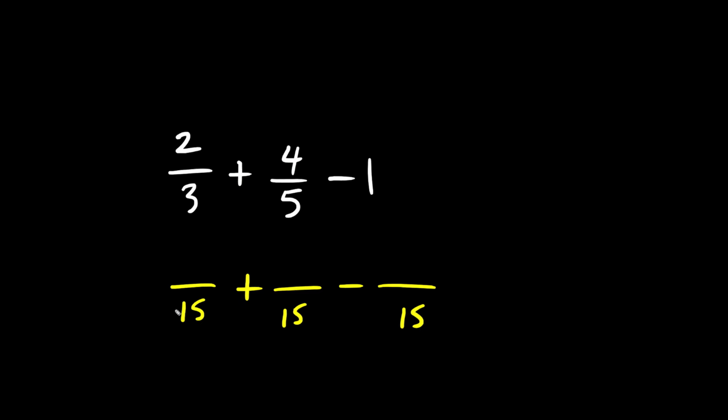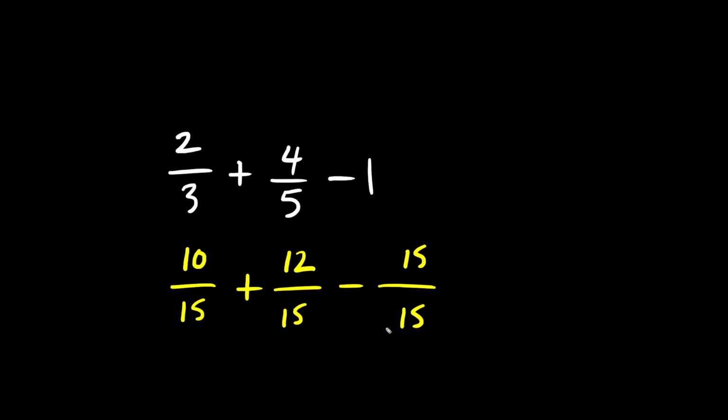3 times 5 is 15. So we multiply the top also by 5. 2 times 5 is 10. 5 times 3 is 15. We're multiplying by 3. And 3 times 4 is 12. We're focusing on the number 1. How do we get 1? Something that divides by itself. 15 divided by 15 is still 1.